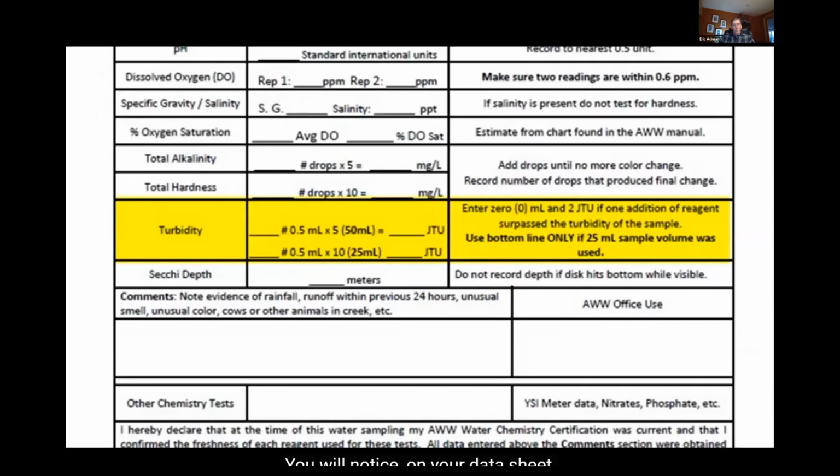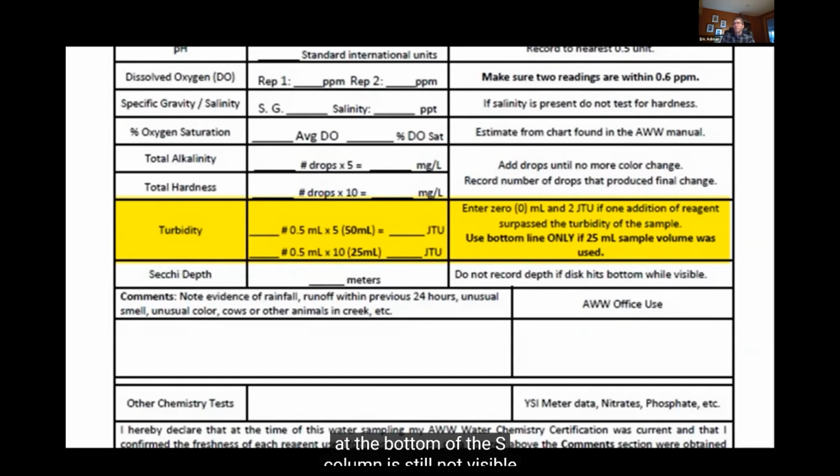You will notice on your datasheet that to calculate turbidity in JTUs, you need to multiply the number of additions by 5 if using a 50 milliliter sample. On your data form, you will notice that you also have the option of multiplying by 10 if using a 25 milliliter sample.